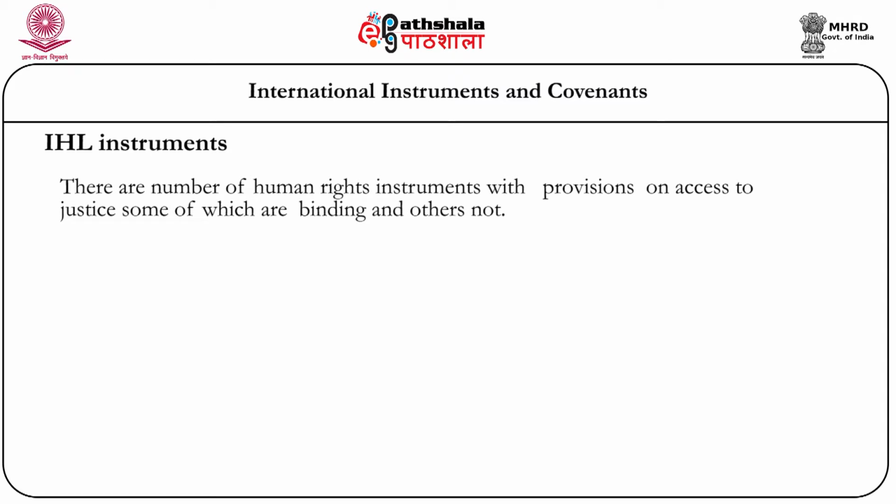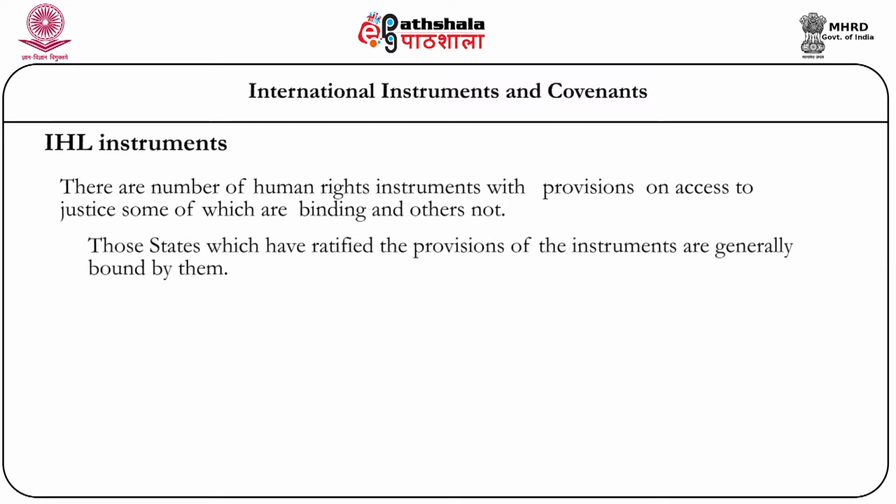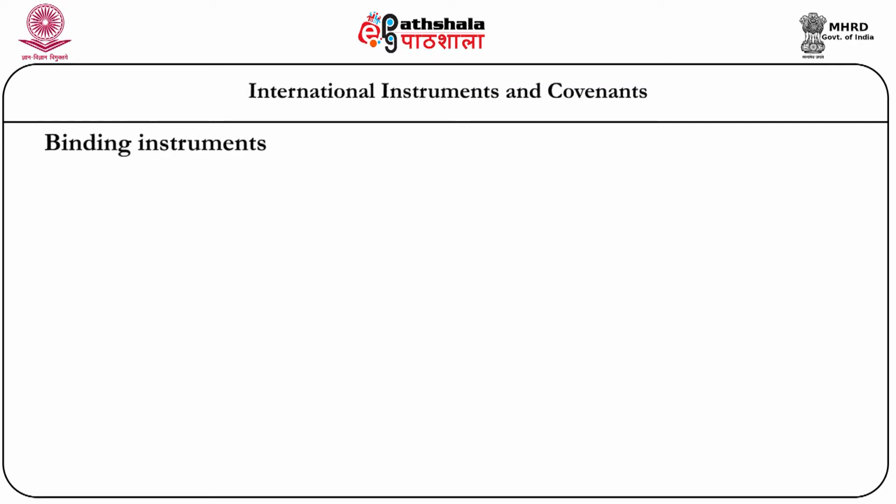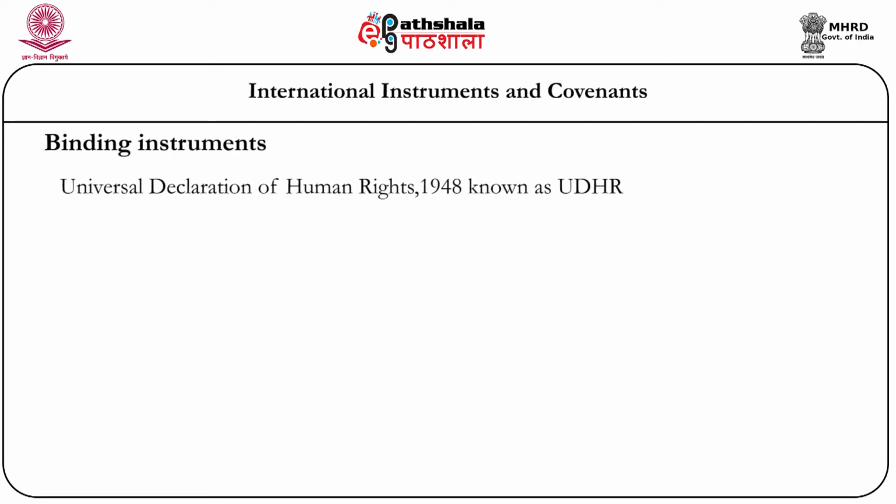There are a number of human rights instruments which prevail on access to justice, some of which are binding and others are non-binding. Those states which have ratified the provisions of the instruments are generally bound by them. Binding instruments. The first one is the Universal Declaration of Human Rights, 1948.